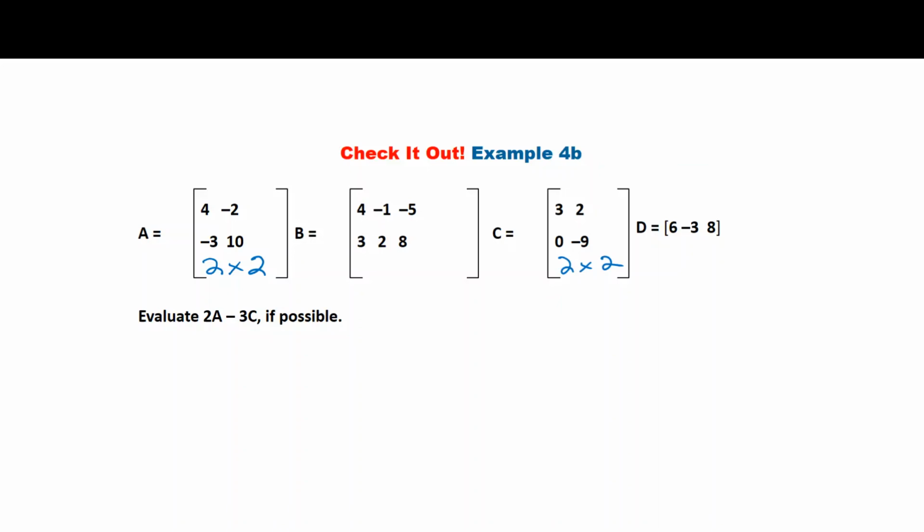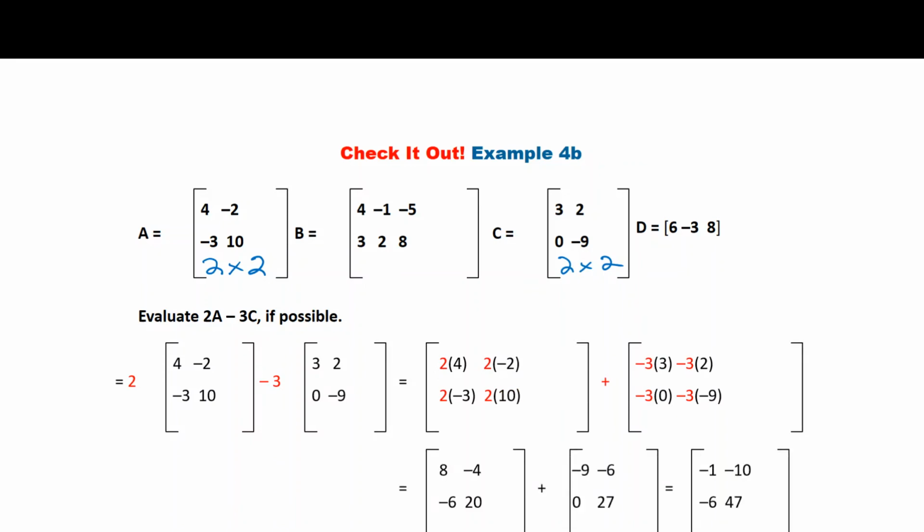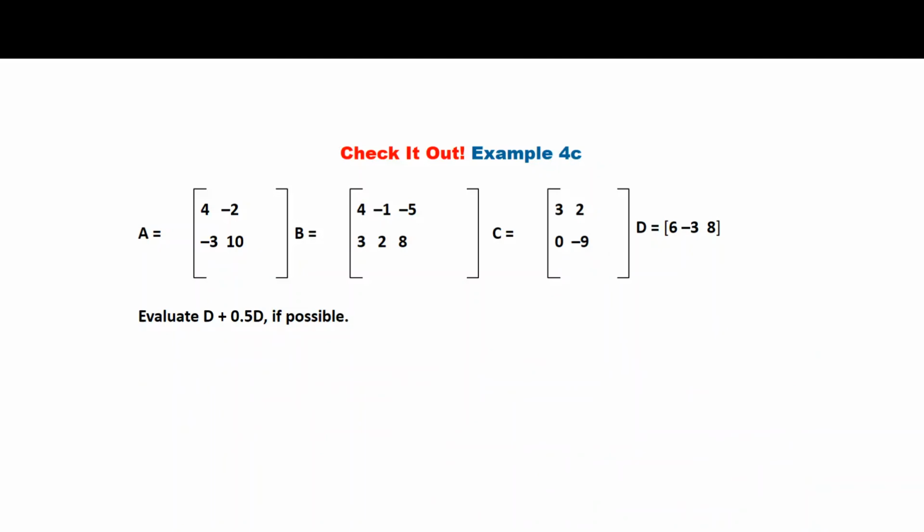And I'm just going to jump to the chase for you for those of you that did it. I think you can kind of see what to do here. And your final answer is going to be negative 1, negative 10, negative 6, and 47. All right, here's another one for you to try on your own. Again, I'm just going to get you started on it, and then if you want to do this one on your own, I'll show you the answer.